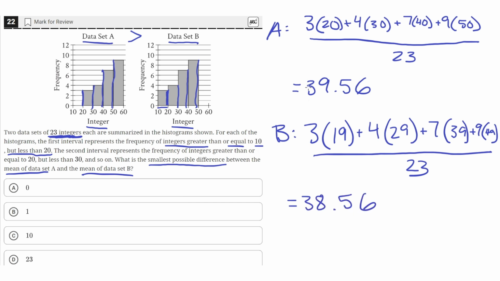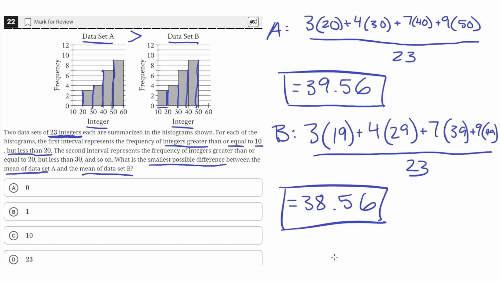So this was the smallest possible mean we could find for data set A, and this was the largest possible mean we could find for data set B. So the difference between these two will give us the smallest possible difference between the means of the two data sets. And the difference between these two is 1. So the correct answer choice is B.